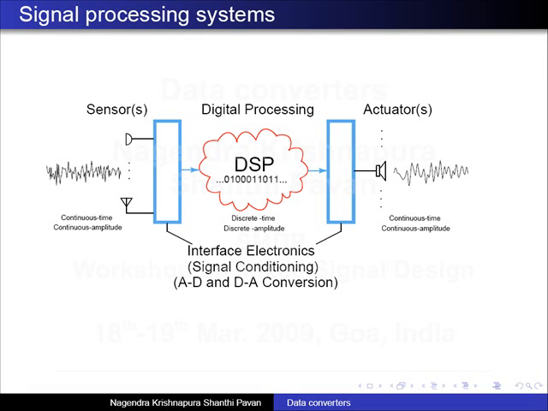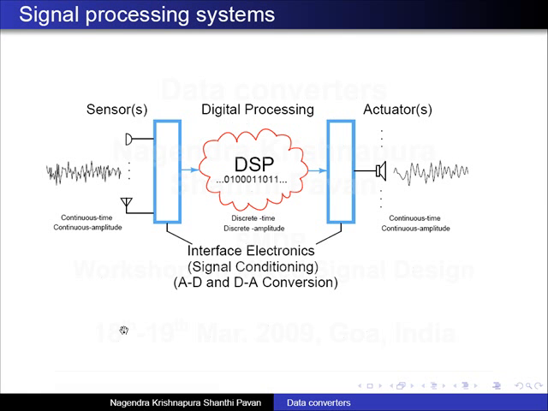Now, what is the need for data conversion? We already have A to D and D to A converters, so they must be important in some way, right? What happens is that today, for the ease of storage and processing, you always have a digital signal processing core in any system.